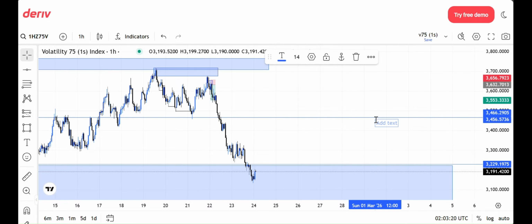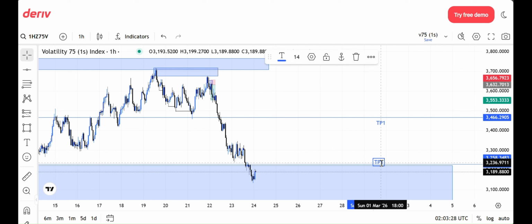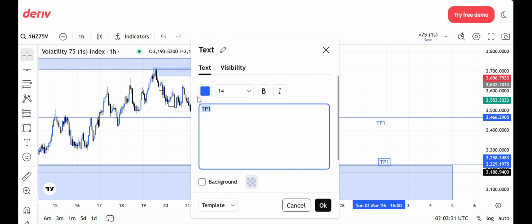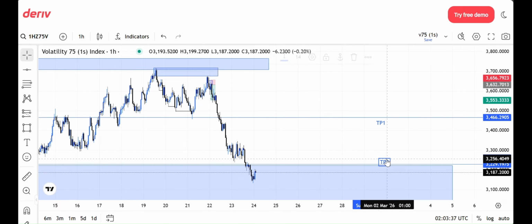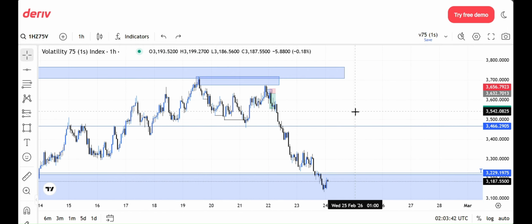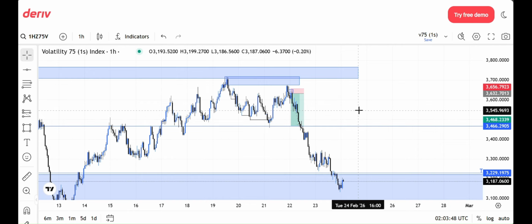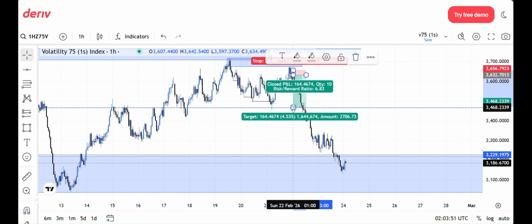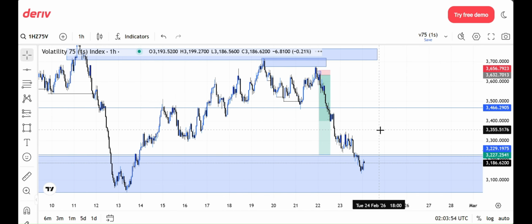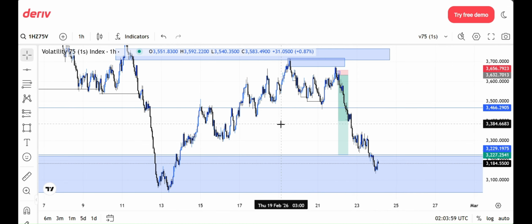I take profit 1 and I take profit 2. So you see how we would have ridden the market all the way down. This would have been our TP1, and then our TP2 right there. So this is how we would have taken advantage of that price movement.